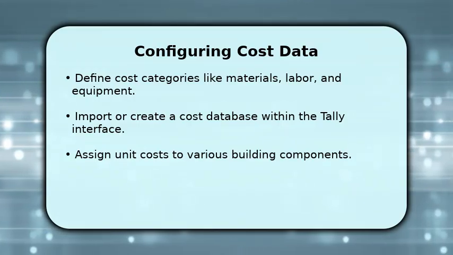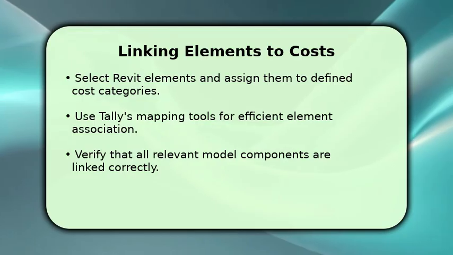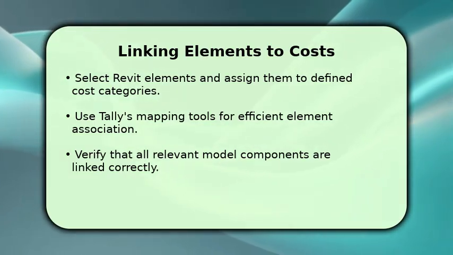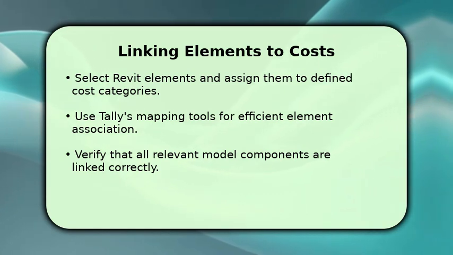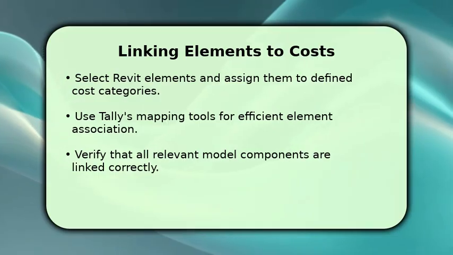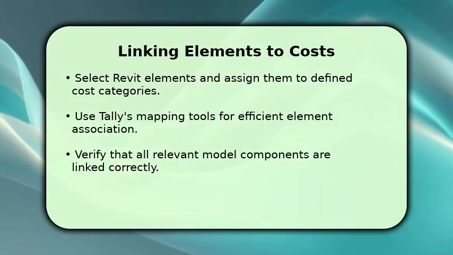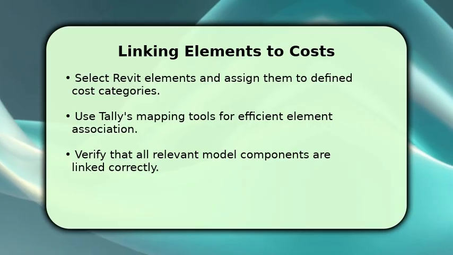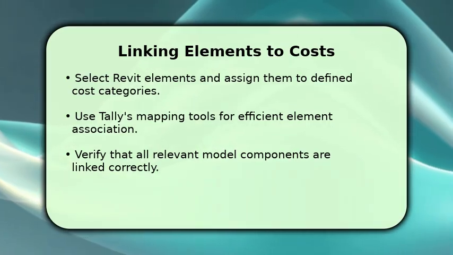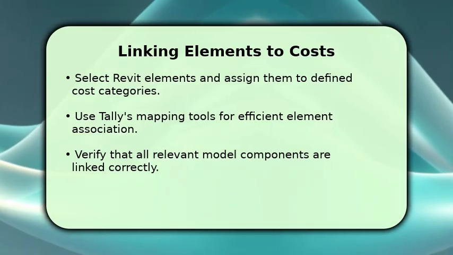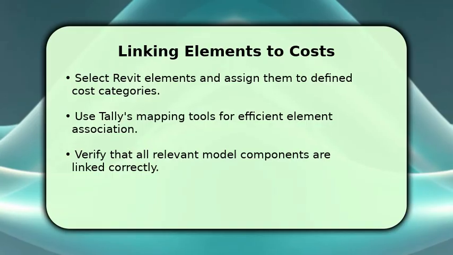Now, let's link your Revit model elements to the cost data. Select an element, like a wall or a floor, and use the Tally panel to assign it to a previously defined cost category. For instance, a 12-inch concrete wall might be linked to your concrete walls category. Tally provides tools to quickly map multiple elements, streamlining the process and ensuring comprehensive cost coverage.